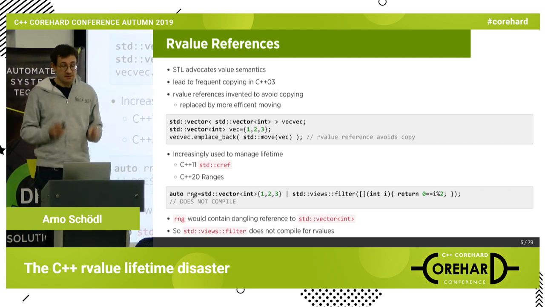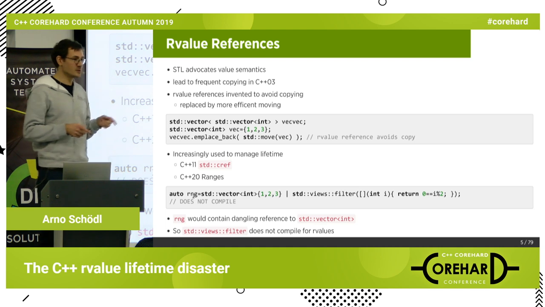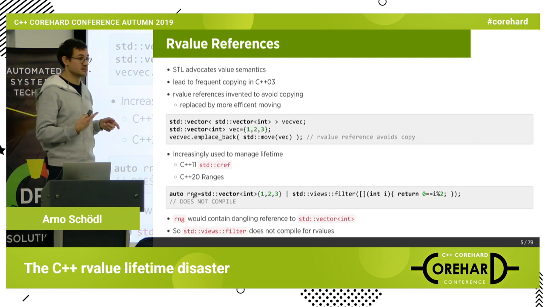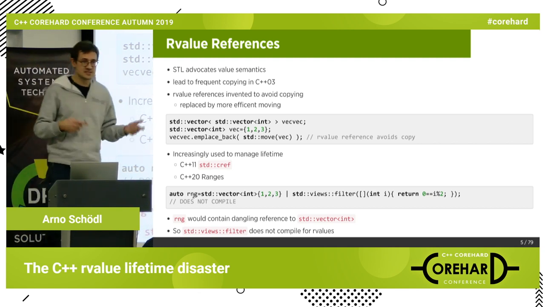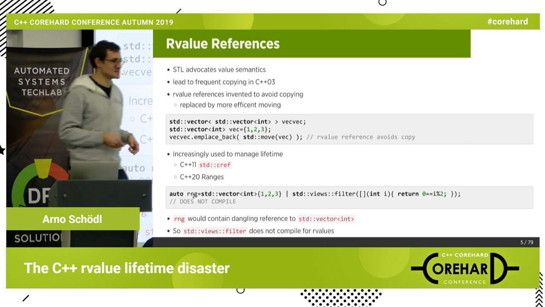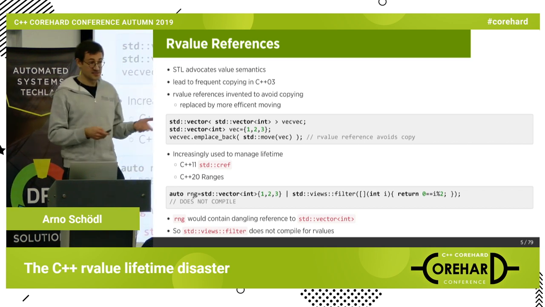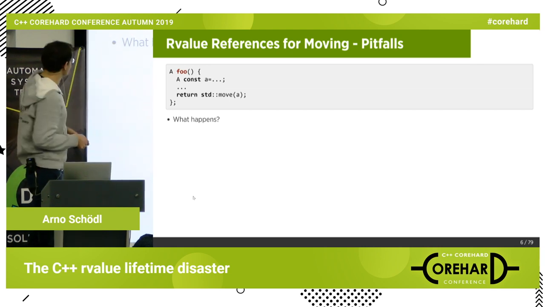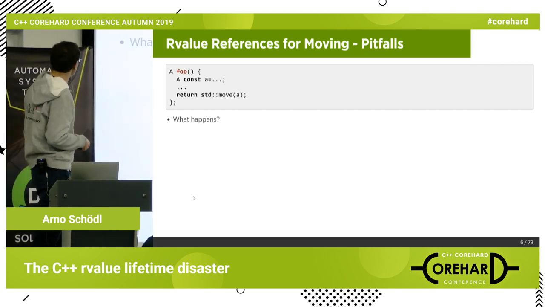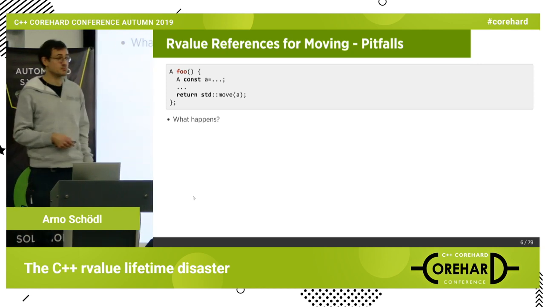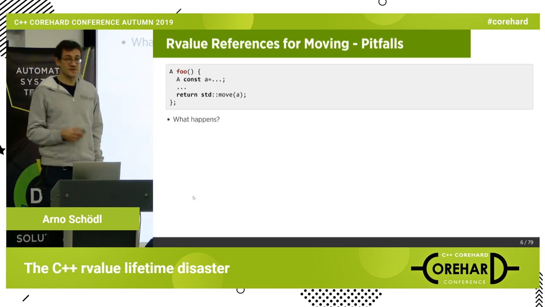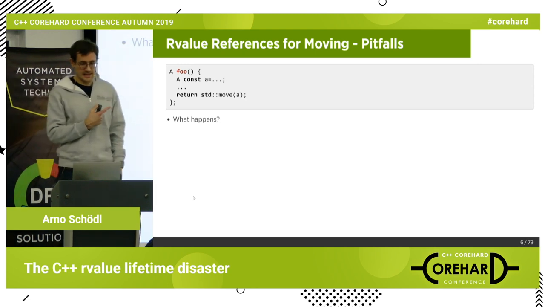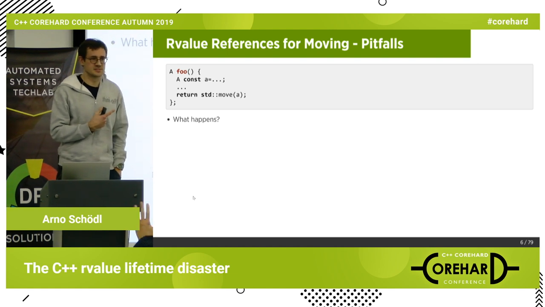Now, before we look at this more closely, I want to go through some usages for using rvalue references for performance. And we're going to do this as a little quiz and see how well you know C++ and whether you can tell me whether this is OK or not. OK, so let's start. You have an A, actually a const A, and you return it with std::move. Who thinks that's good? Who thinks that's good? That's bad. I want to see some hands.